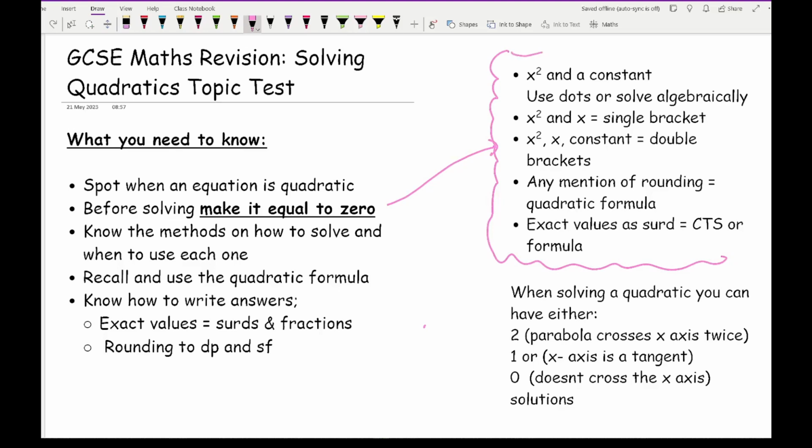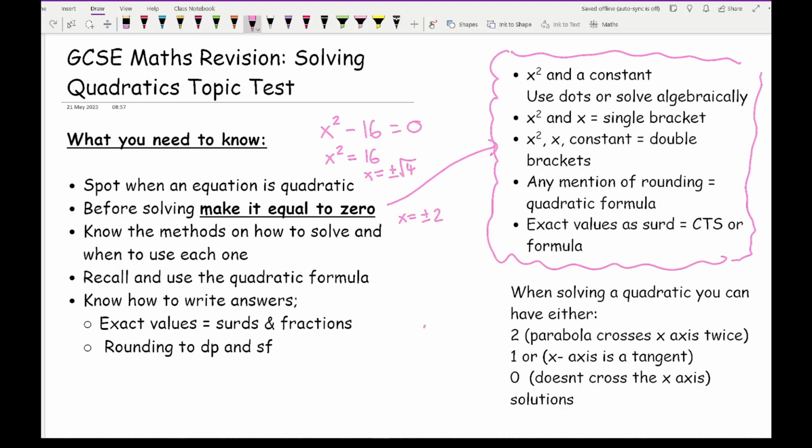Actually, I'm going to go back on something I've just said. If you have an x squared and a constant, for example x squared minus 16 equals 0, then I could use difference of two squares, or spot that it's a difference of two squares. But I could also solve this algebraically by taking the 16 over to the other side and making x the subject. So x would equal plus or minus the square root of 4, so x equals plus or minus 2.